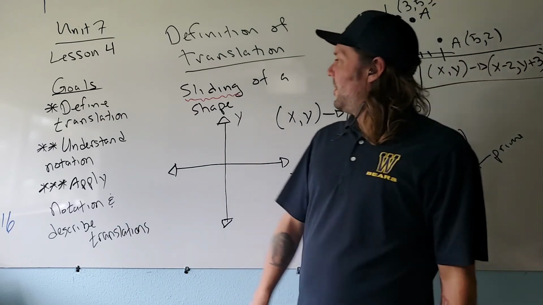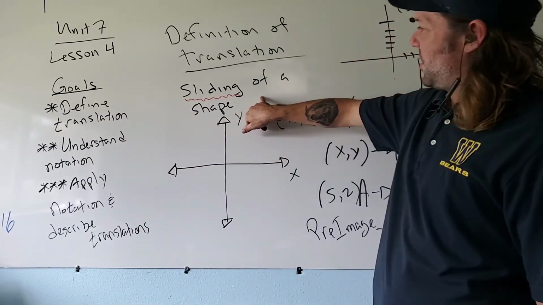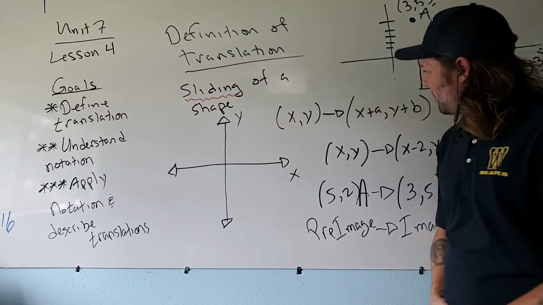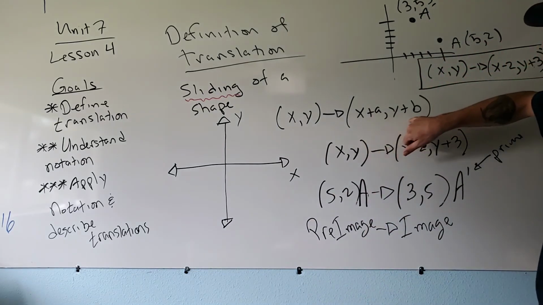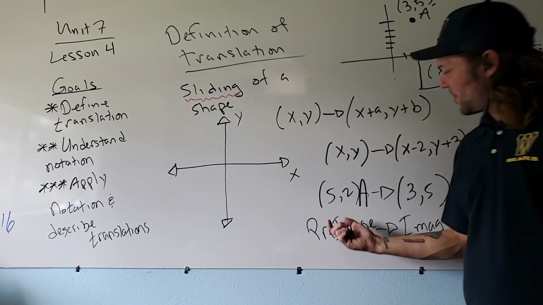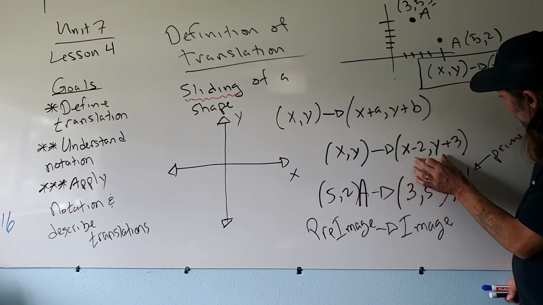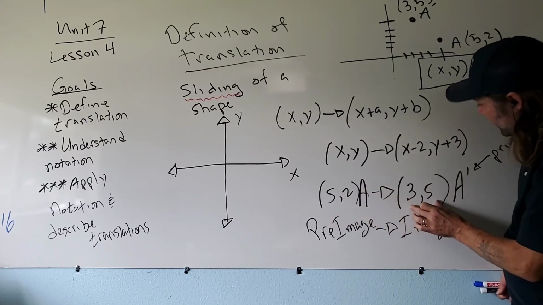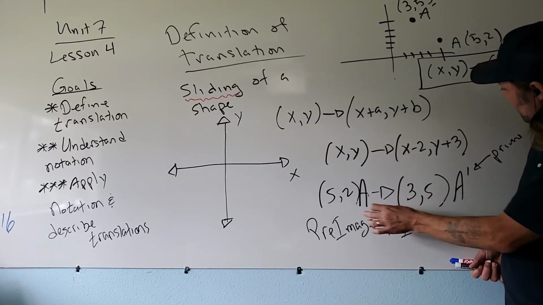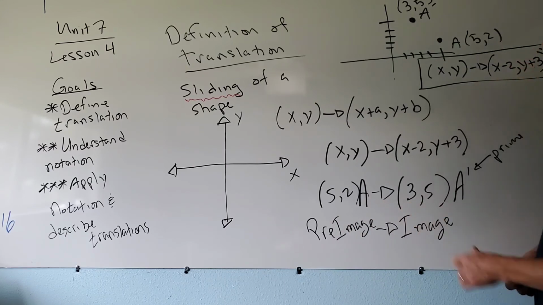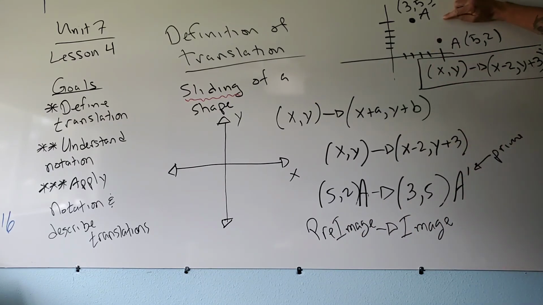So the translation is just a sliding of a shape. The notation will be written as something happening to the x and something happening to the y. So what you're going to do is you're going to take your ordered pair and you're going to do what you're being told to do to it, and that's where you end up. So you go from your pre-image to your image. Again, if there's no mark with the point, that's where you begin. When I add the mark to the point, that's where we ended up. So this is our pre-image, this is our image.